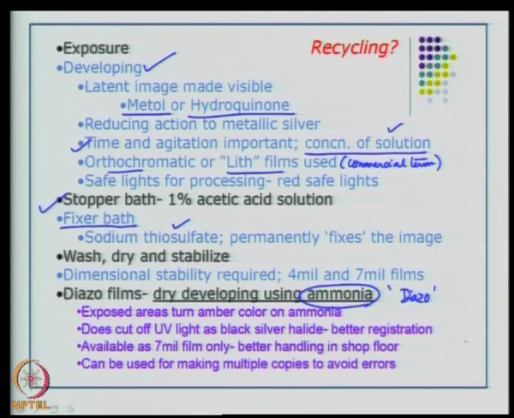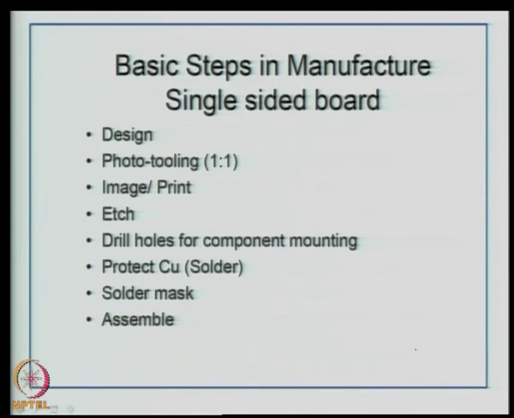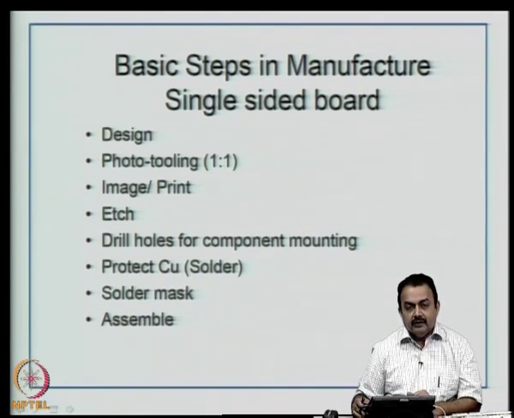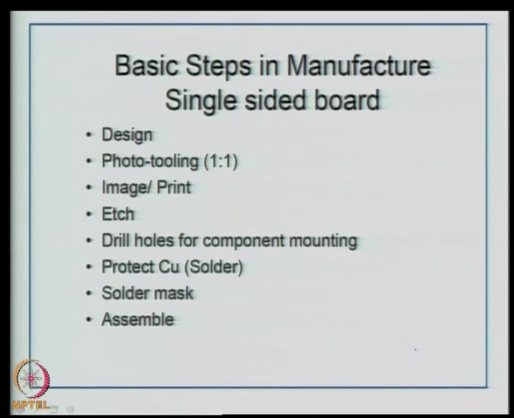So, exposed areas turn amber color on ammonia exposure. It does cut off UV light just as black silver halide does, therefore, you can do better registration. Available as 7 mil film only, therefore, better handling on the shop floor, and can be used for making multiple copies to avoid errors that we have seen, like a pinhole or a flake or dust sitting on the areas, tracks which are very small, and so on.